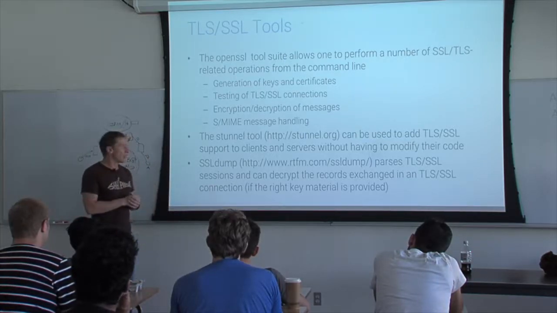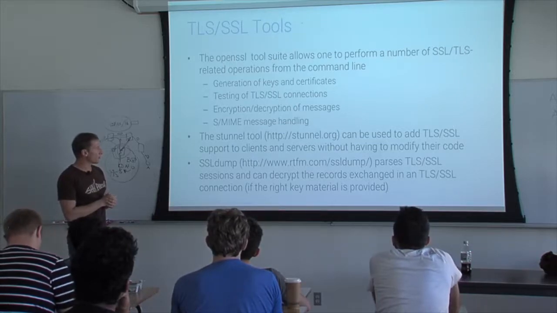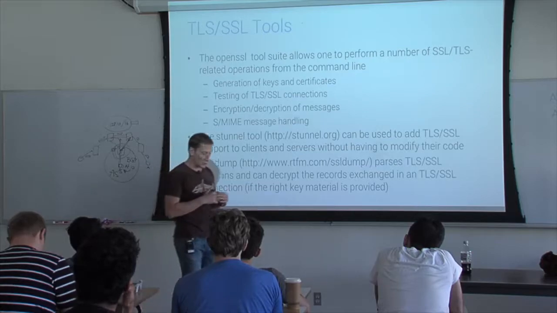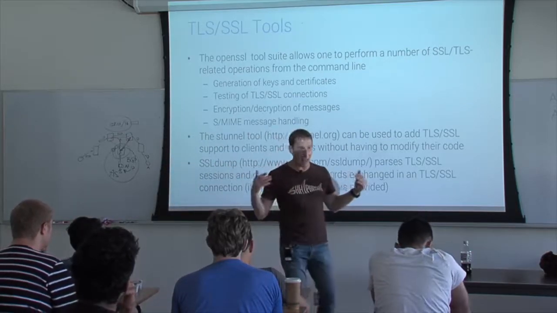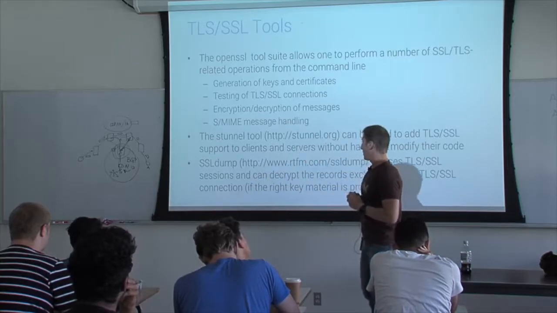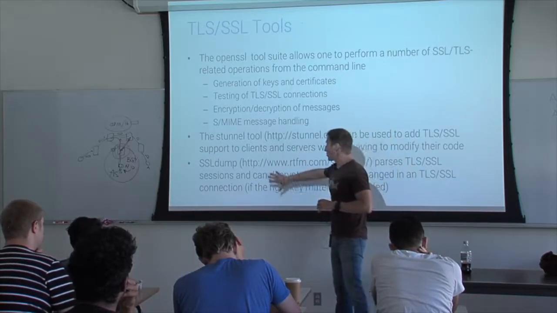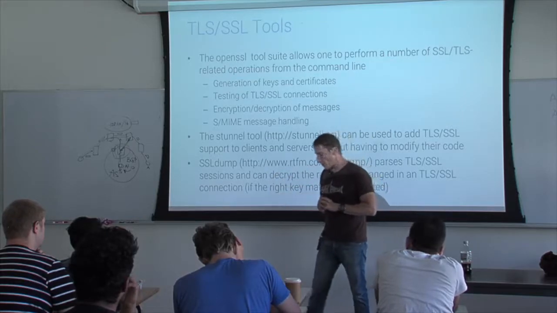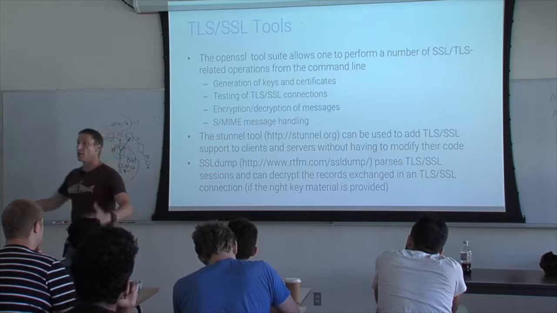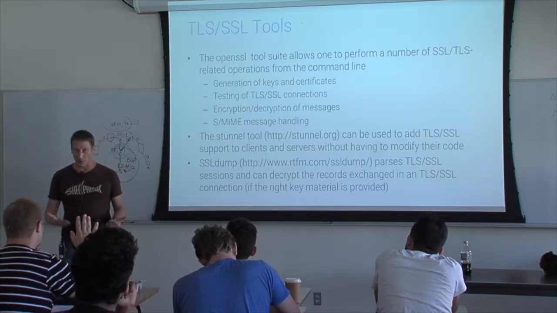There are also a lot of other tools. S-Tunnel is another useful tool to take something that doesn't have SSL protection and tunnel all the information across the protection. And there are also tools similar to tcpdump that are able to collect SSL traffic. And of course, if you provide the key, you will be able to decrypt the traffic.